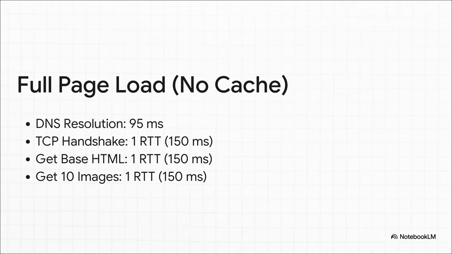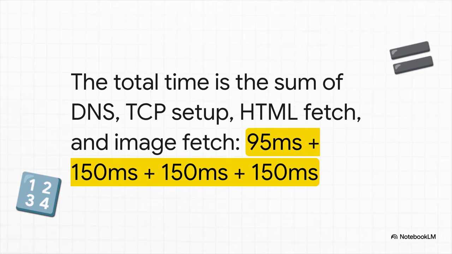Here's the play-by-play. First, we have that 95 milliseconds for the DNS lookup we just calculated. Then it takes 1 full round-trip time to open a connection with the server. That's the TCP handshake. Then another RTT to grab the main HTML file. And finally, and this is the cool part, thanks to something called pipelining, we can ask for all 10 images at the same time, which only costs us 1 more RTT. Pretty efficient, right? Okay, time to plug in the numbers from our mission briefing. We start with our 95 milliseconds for DNS.